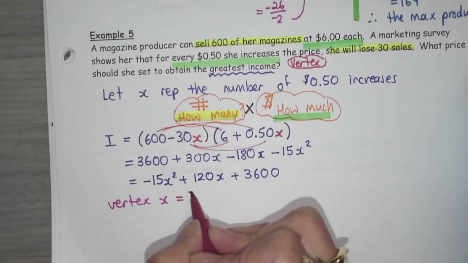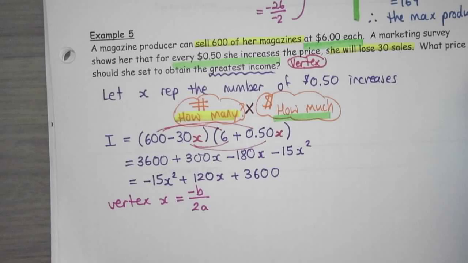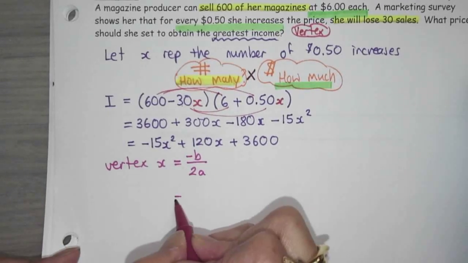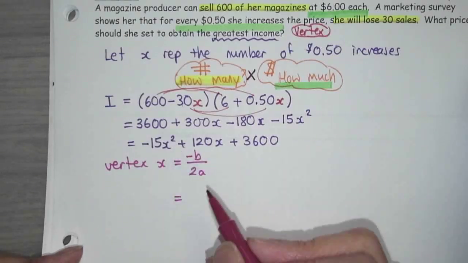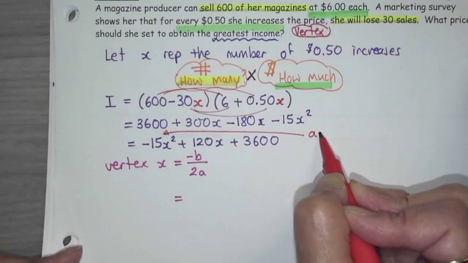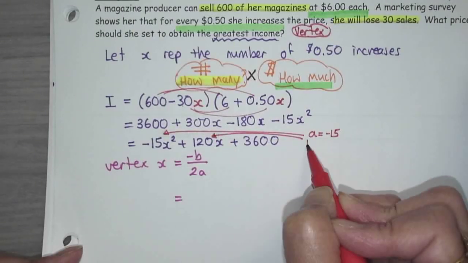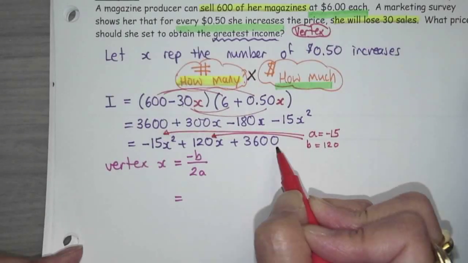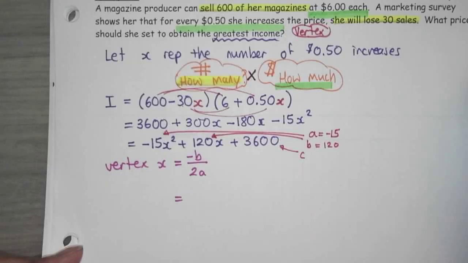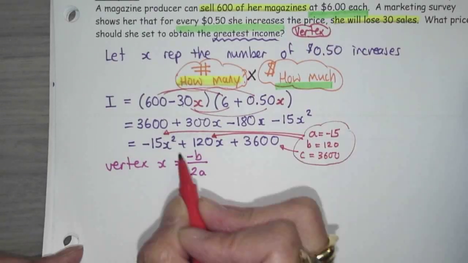X is going to be negative b over 2a. And that's the completing the square, right? We did it the fast way. So remember from here, you don't have to label this, but a is negative 15. This one here, b is 120, and c we don't need. But that one's c, so c is 3,600. We don't need it, but that's your brain thinking, oh, I know what those are.